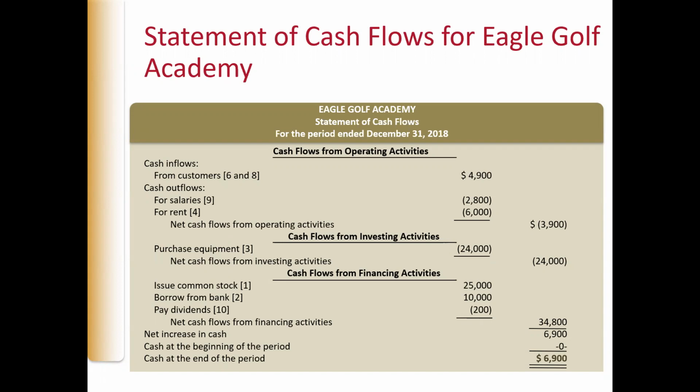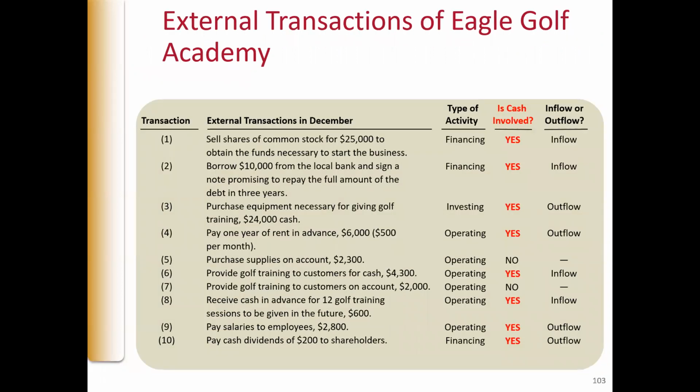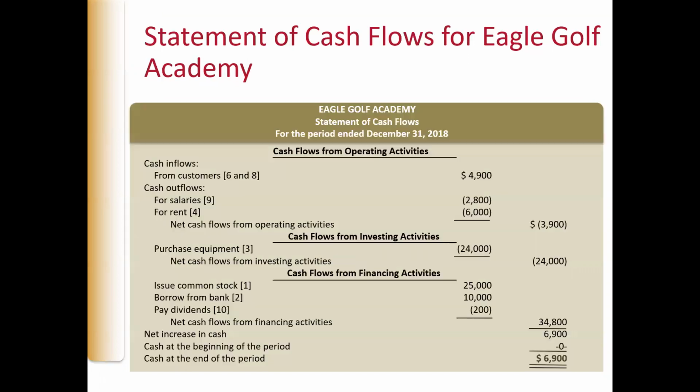We start with operating activities and we start with inflows. So number 6 and number 8 were inflows from operating, 4,300 and 600, that we will show 4,900 in inflows. The outflows were for salaries and for rent. The inflows of 4,900 plus the outflows of 8,800 gives us a net minus 3,900 net cash flows from operating activities.